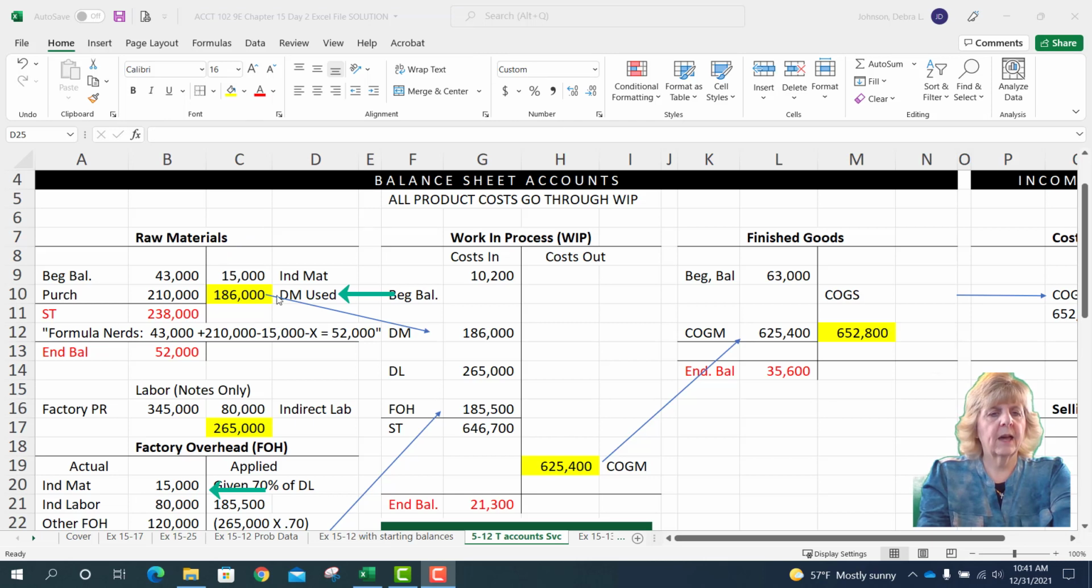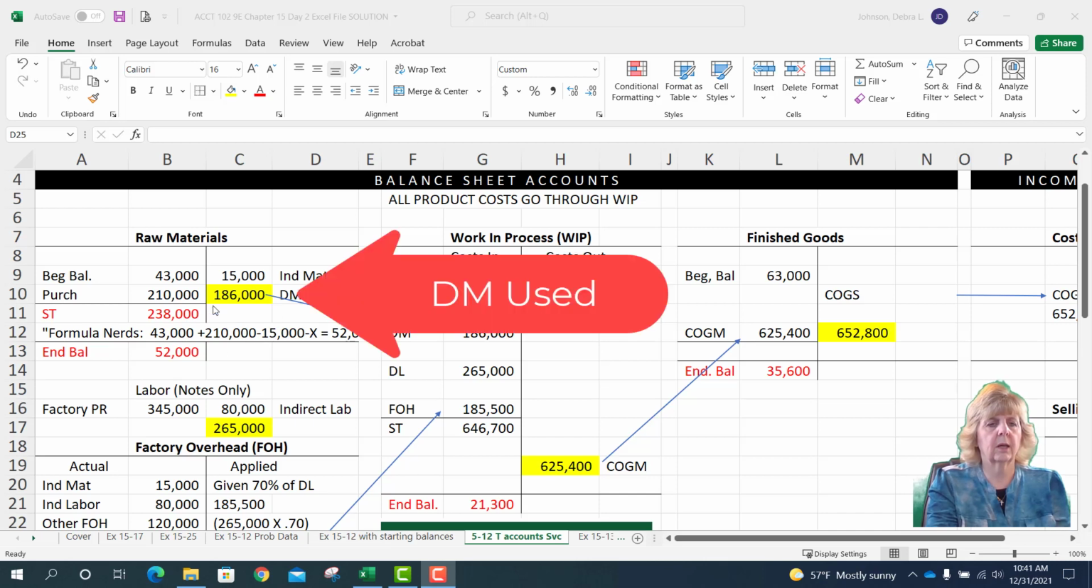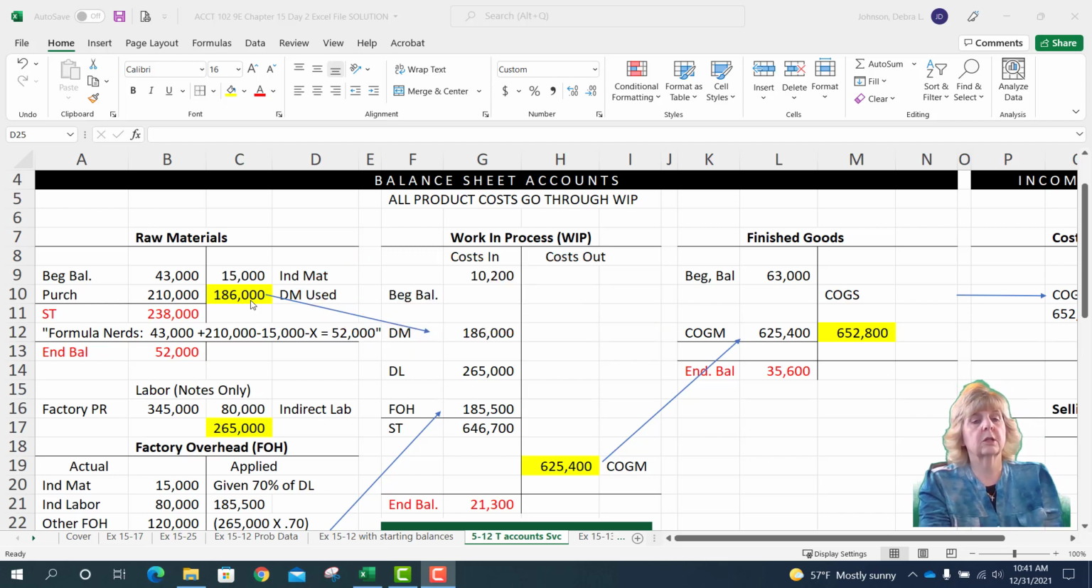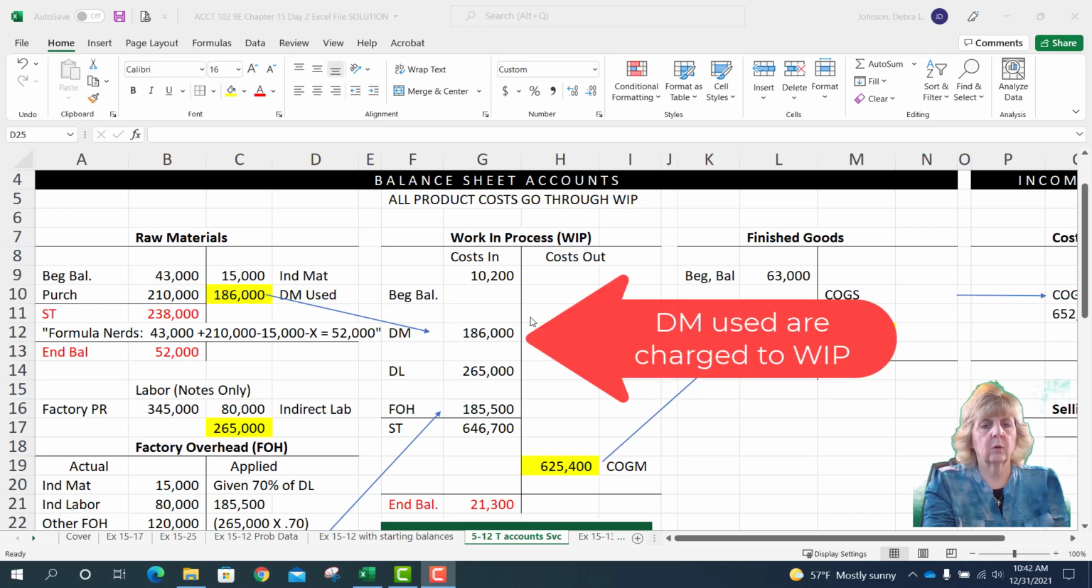Once you have that information, you know that the ending balance was 52,000. So you can compute what you had prior to the direct materials used being computed. That's just a red subtotal there. And the difference between these 2 red numbers would be how to calculate the direct materials used. When direct materials are charged to the factory jobs, they come out of the raw materials and they get charged to work in process. That's how we solve for the material portion of this.